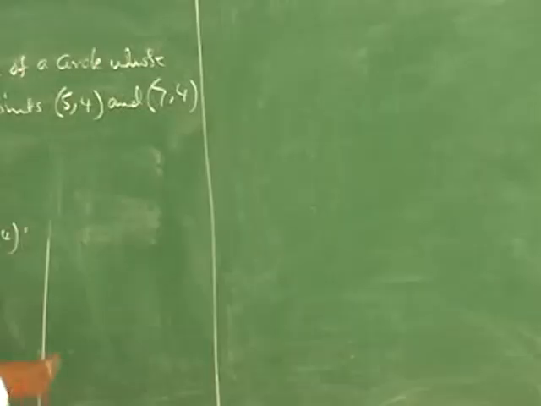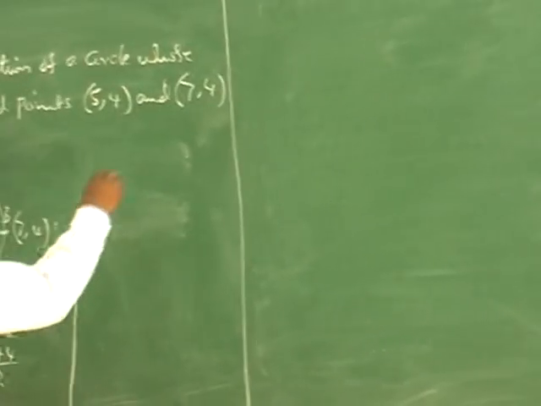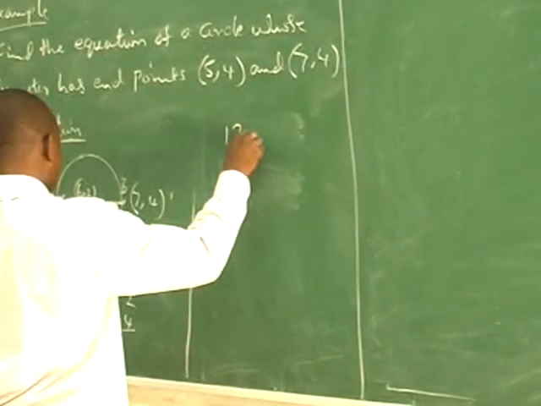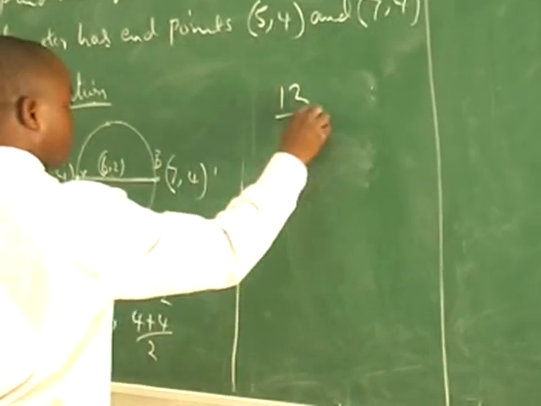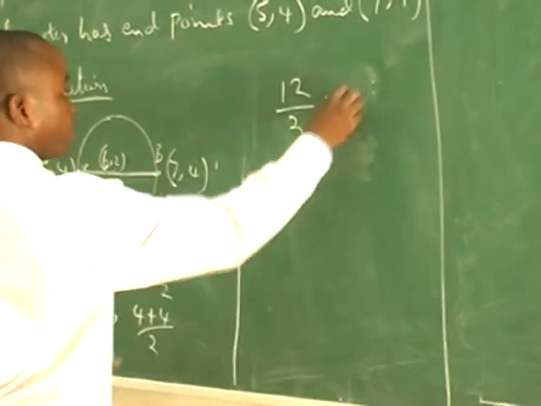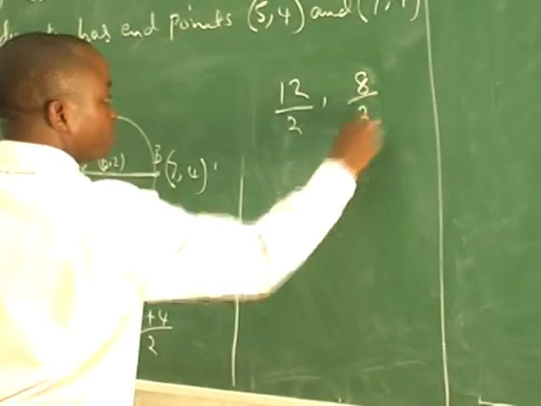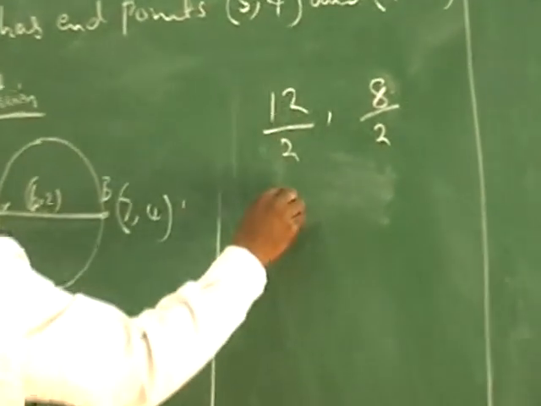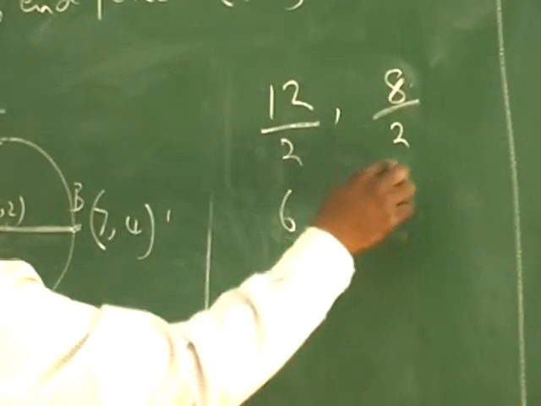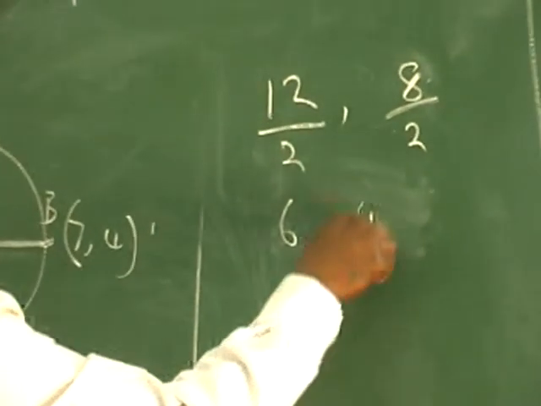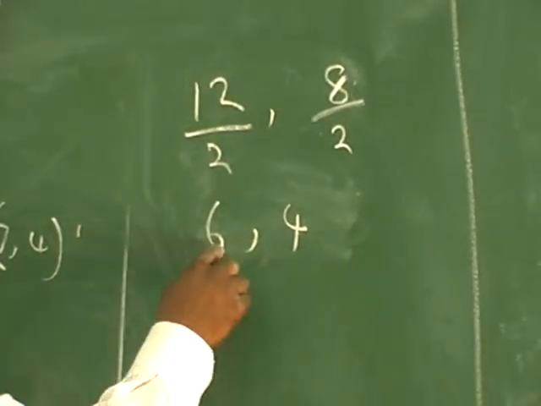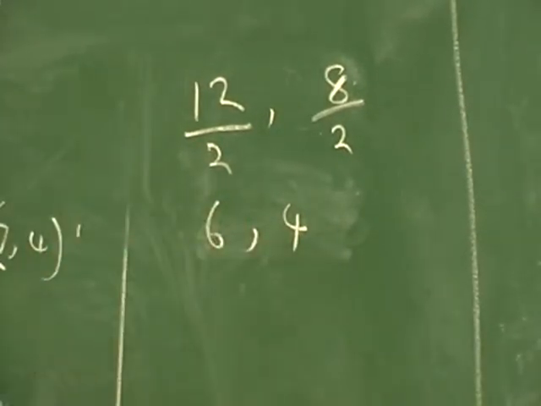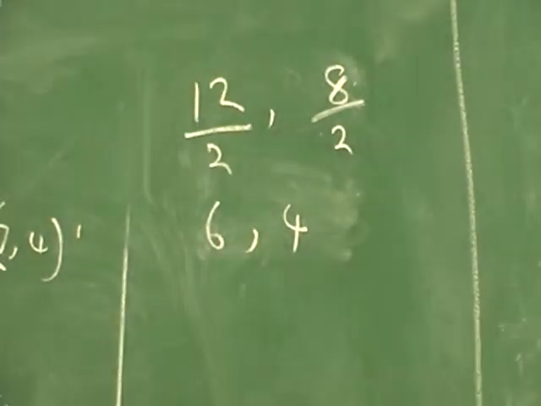Now, so we have 12 over 2, 7 plus 5, and 8 over 2. 12 divided by 2 gives us 6, and 8 divided by 2 gives us 4. So the coordinate of the center becomes (6, 4).